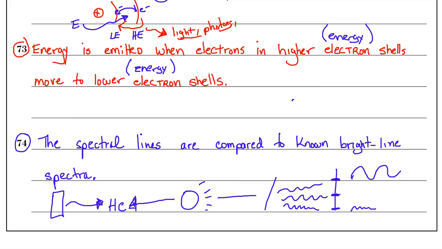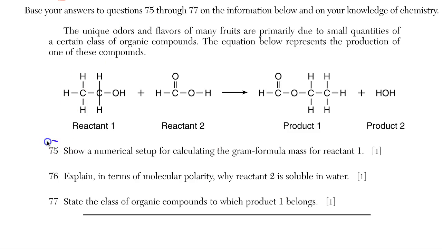Okay, number 75. Number 75 has a new blurb, and it's about unique odors and flavors of many fruits, primarily due to small quantities of a certain class of organic compounds. The equation below represents the production of these compounds. And again, like I've been telling you, this little blurb may have nothing to do with exactly what these questions are about.